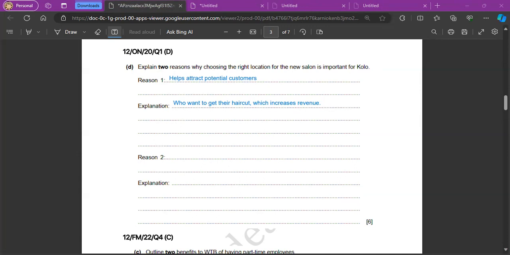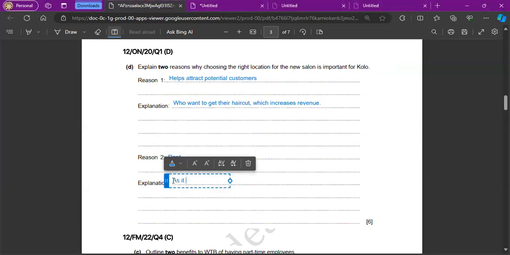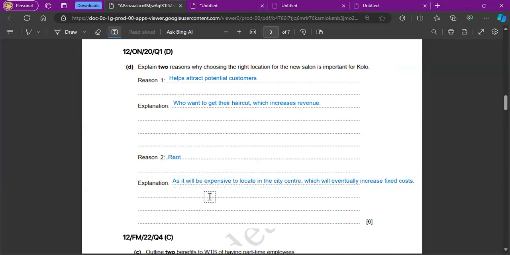Especially since this is a salon, it's going to be pretty expensive to locate in the city center. And eventually this will increase the fixed costs that Colo has. So secondly, rent, as it will be expensive to locate in the city center, which will eventually increase fixed costs.